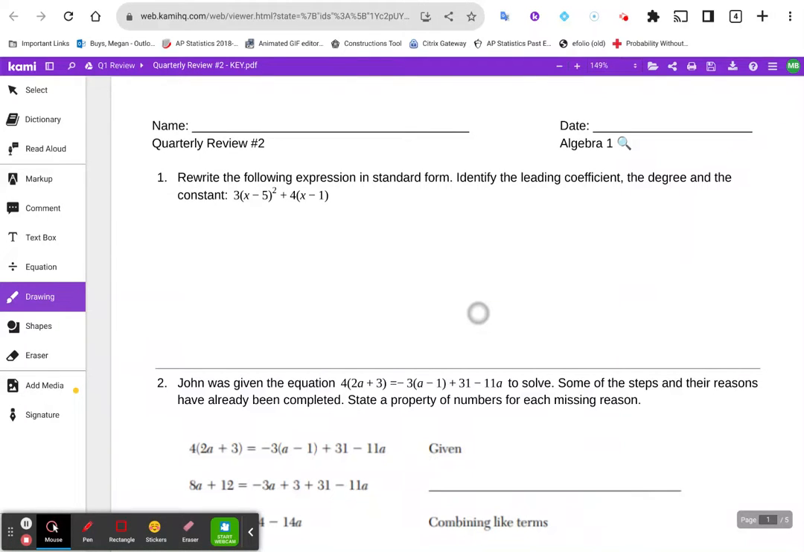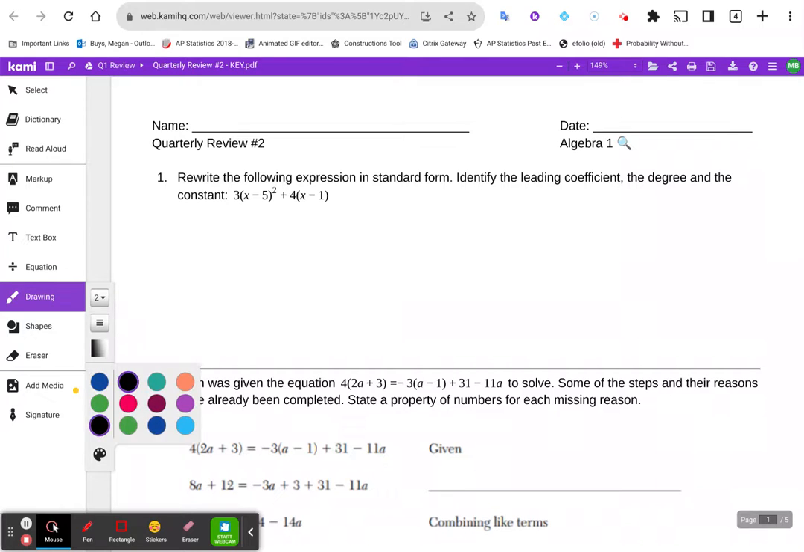All right, everyone, welcome back for the second review video to getting ready for our first quarterly. So in here, we're going to start off the same way we kind of started off in quarterly review 1. This time we're rewriting the following expression into standard form. Now remember, standard form means we want it from the highest to lowest exponent when we combine like terms. And we're going to also identify the leading coefficient, the degree, and the constant.